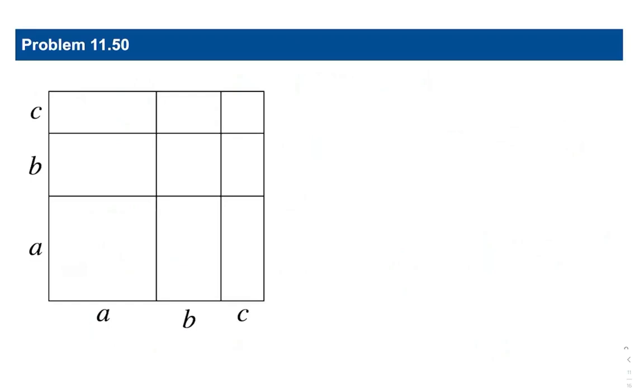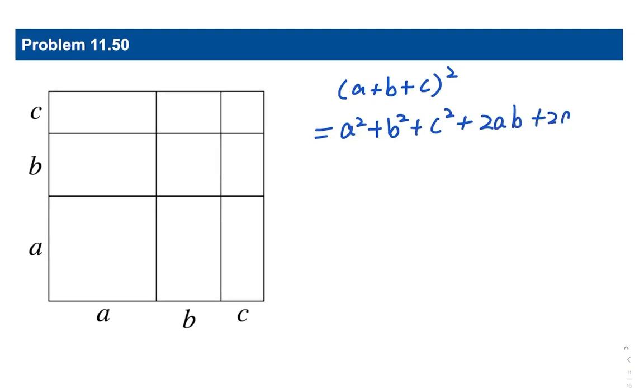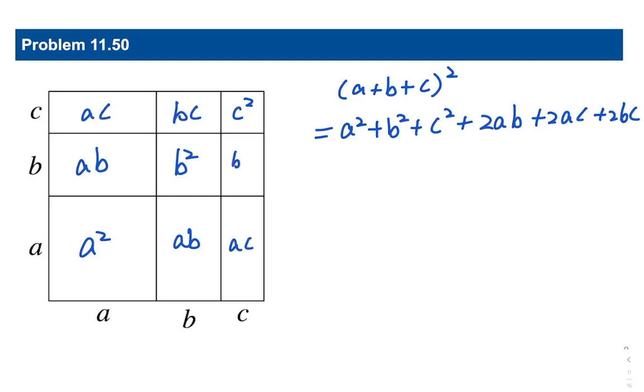Use the figure at right to prove that a plus b plus c squared equals a squared plus b squared plus c squared plus 2ab plus 2ac plus 2bc. Let's see. This is a squared, b squared, c squared, ab, ab, ac, ac, bc, bc. Obvious, right?